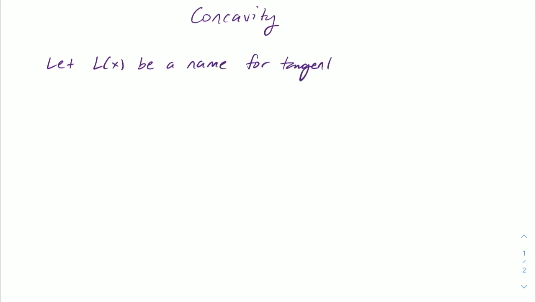Alright, so in this video we're going to talk about concavity. So let's start by defining L of x. Let L of x be a name for the tangent line to a function f of x at the point x equal a. Alright, now we're ready for our definition of concavity.